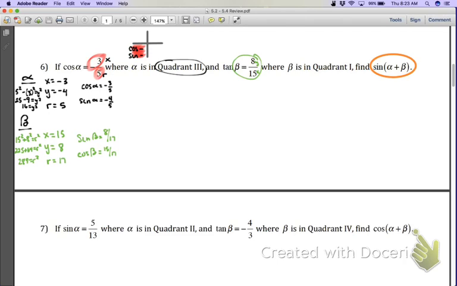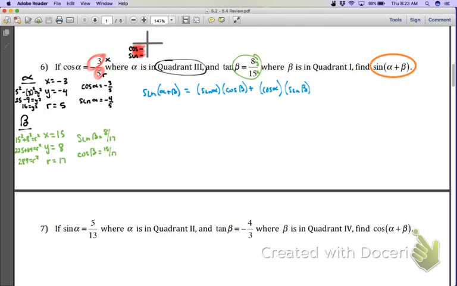Once I have all 4 of those, then it just becomes going to my formula for sine of alpha plus beta. I'm just writing this because this is the formula: sine of alpha times cosine of beta plus cosine of alpha times sine of beta.